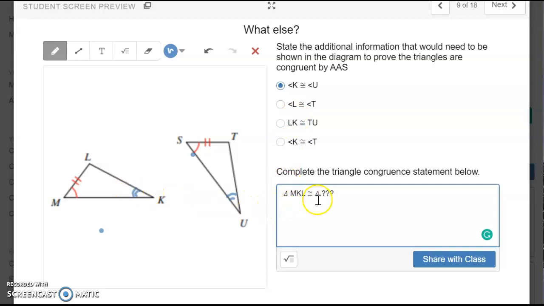Now, what is a triangle congruent statement? So if it's triangle MKL, it is congruent to what triangle? M corresponds to which vertex? It's S because they both have one arc, right? So it's going to be S. And K has two arcs, so it corresponds to U. And the other angle has to be T. So triangle SUT is congruent to triangle MKL.